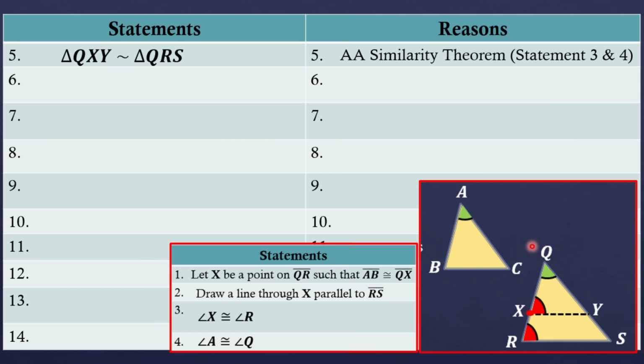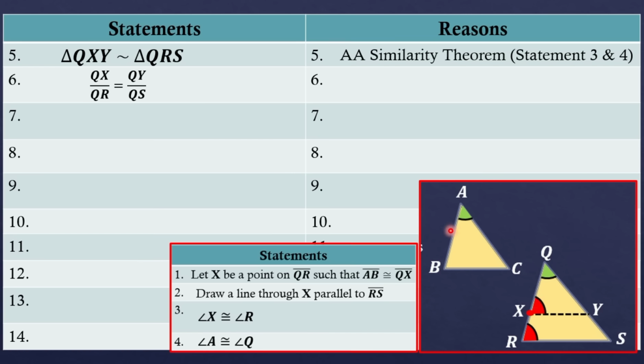So, let us think of this triangle as, ibig sabihin, angle A is congruent to angle Q. Ito po siya. So, kung meron tayong isang pair ng angle dito na congruent and another pair, meron tayong dalawa, so that is by Similarity Theorem. Nag-base po doon sa ating statement number 3 and 4. Next, so we have QX over QR is equal to QY over QS. So ito daw po QX over QR is equal to QY over QS.